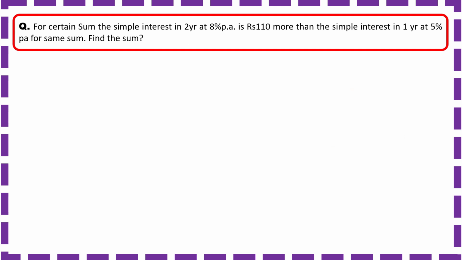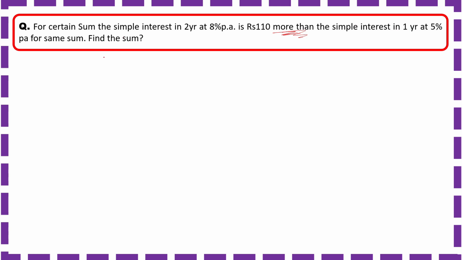Find certain sum. For certain sum, the simple interest in 2 years at 8% per annum is rupees 110 more than the simple interest in 1 year at 5% per annum for the same sum. Find the sum. So here what is given? The simple interest in 2 years at 8% for a sum is 110 more than. So here whenever you find more than or less than, you have to think of a certain equation. You have to frame an equation.